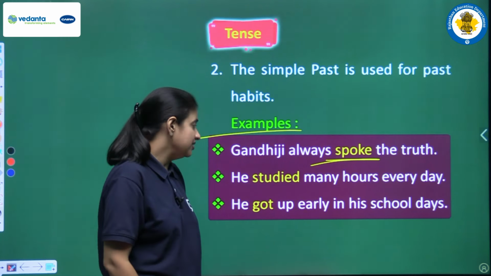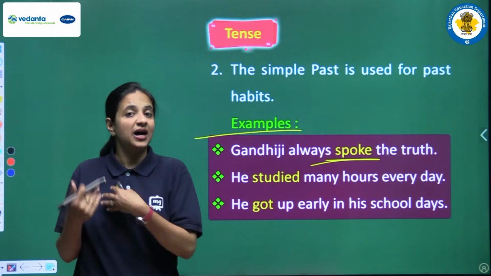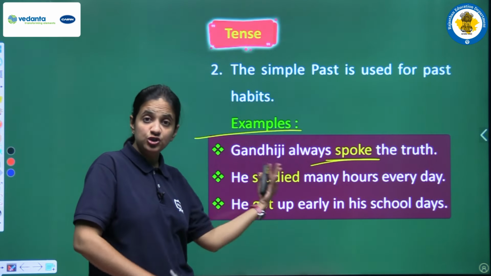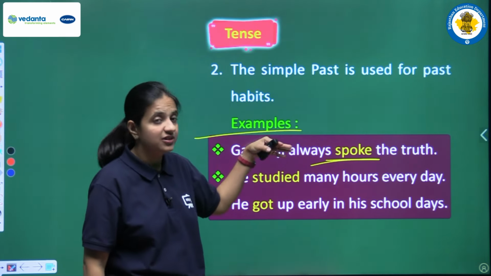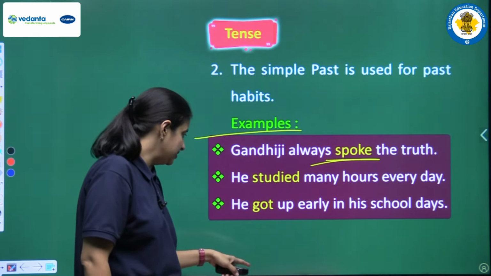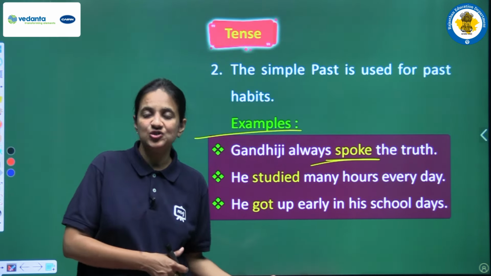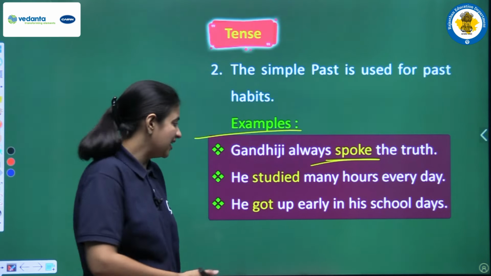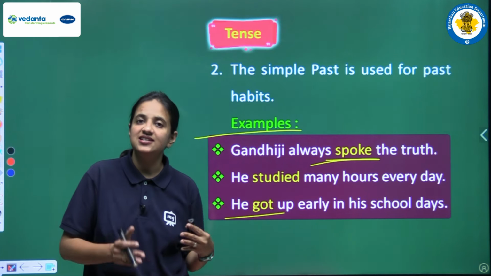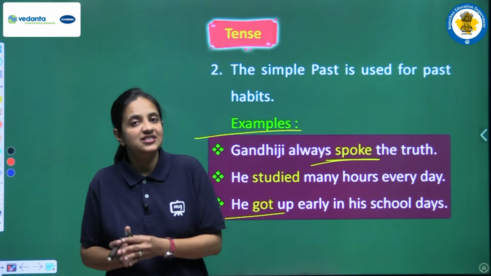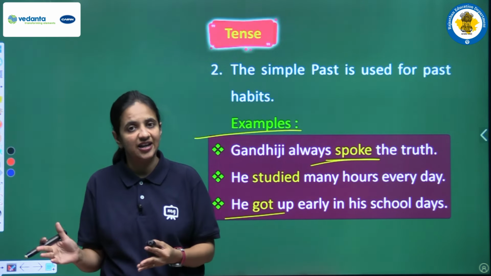Second sentence that we are having: he studied many hours every day. So we are talking about someone's past habit, that earlier he used to study, and we can write studied. So he studied many hours every day. One more example we are having here: he got up early in his school days. So when he was a student, when he was in school, at that time he got up early, right? So we are talking about someone's past habit. So this is the second use of past simple tense, that this tense is used to show someone's habitual things that were there in the past time.